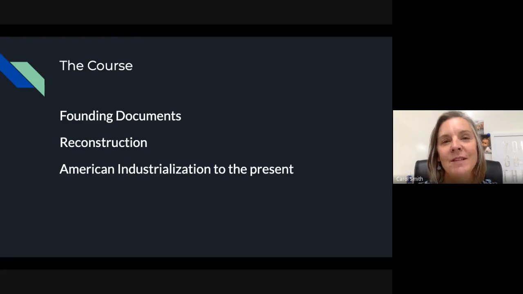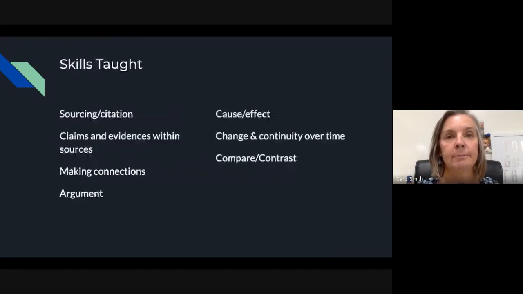But I want to revisit Reconstruction because that has laid the foundation for some of the discrimination and the Jim Crow laws that we have had, and the civil rights movements that came in the 1950s and 60s. So, and looking at current events that are happening today. So we'll touch on that again, and then we'll jump to the American industrialization period, and then move pretty chronologically through to the present after that point.